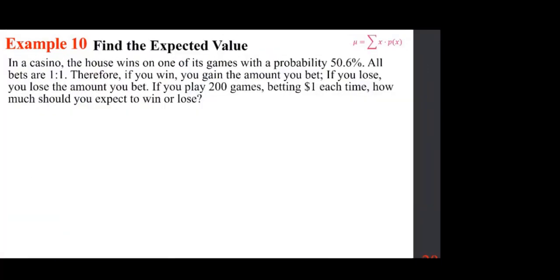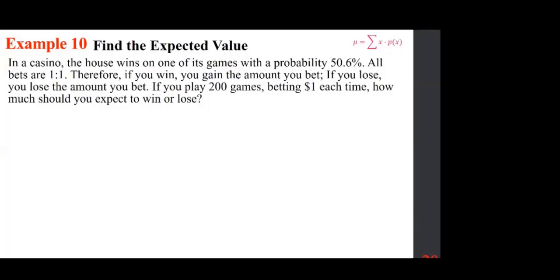In a casino, the house wins on one of its games with a probability of 50.6%. All bets are 1-to-1. Therefore, if you win, you gain the amount you bet. If you lose, you lose the amount you bet. If you play 200 games betting $1 each time, how much should you expect to win or lose? We are going to go through the process and do the calculation for the event. All we have to do is calculate mu by having two columns, x and p of x. That's what we are going to do.